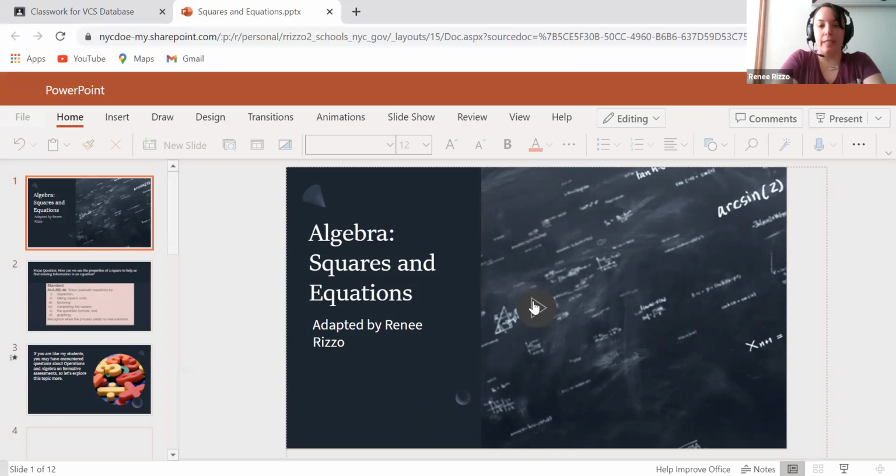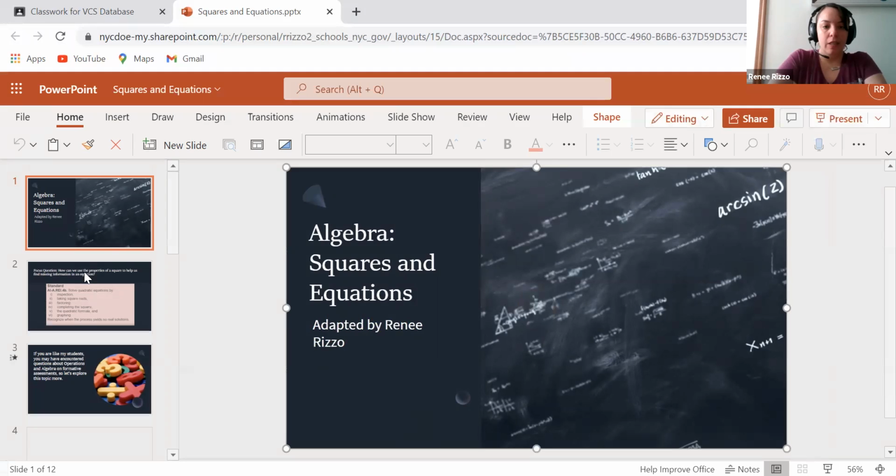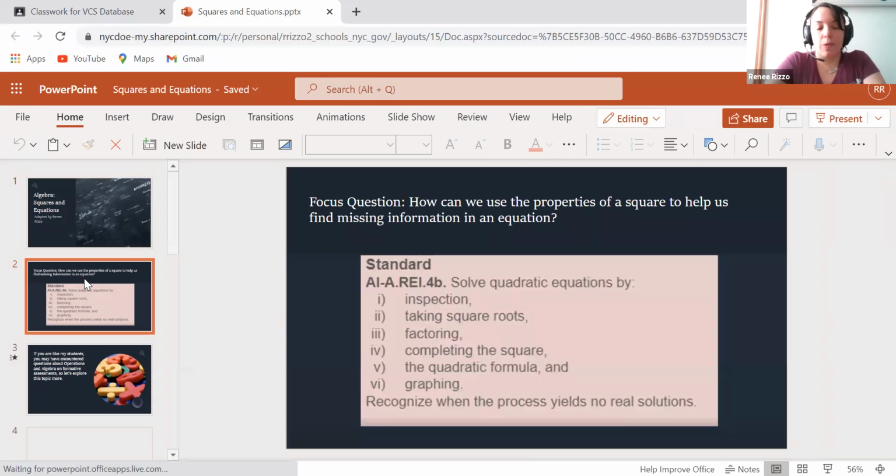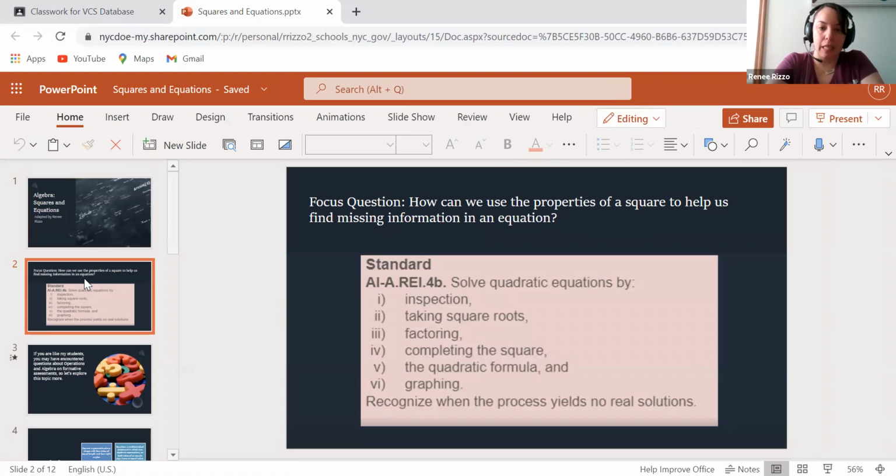Algebra, squares and equations. Focus question: How can we use the properties of a square to help us find missing information in an equation? The Next Generation standard addressed, which is the same standard that was addressed in the original lesson, A.REI.4b: Solve quadratic equations by inspection, taking square roots, factoring, completing the square, the quadratic formula, and graphing. Recognize when the process yields no real solutions.